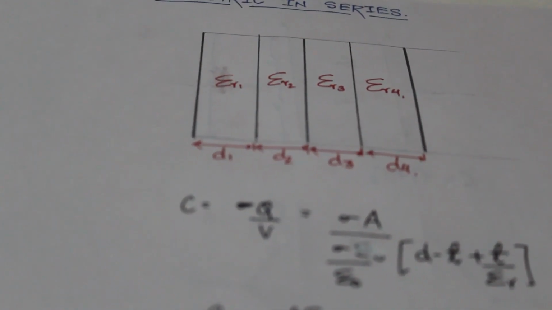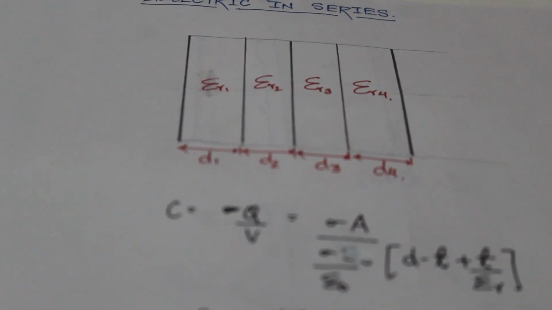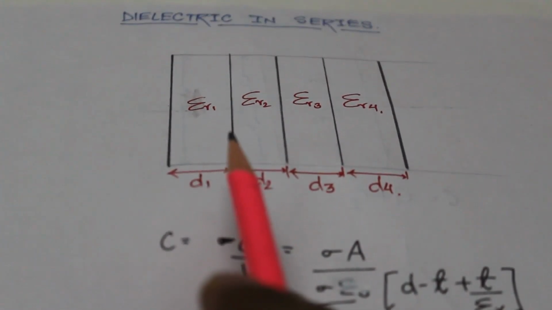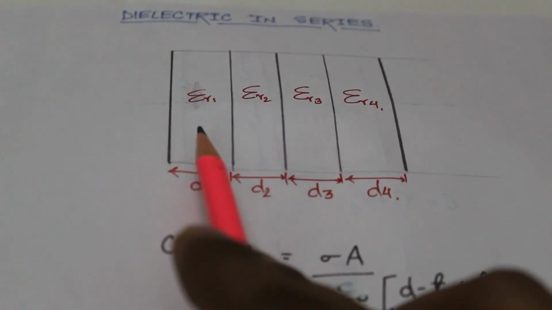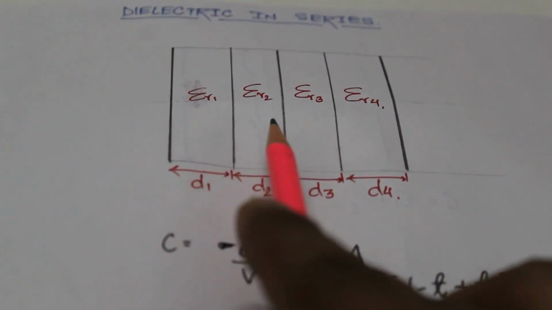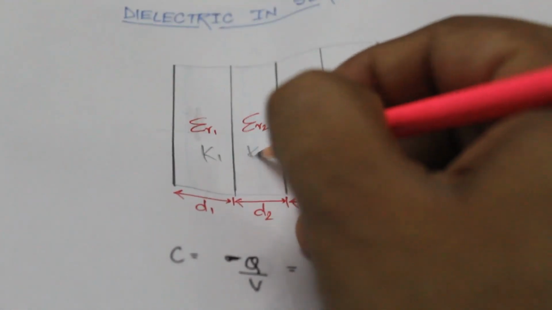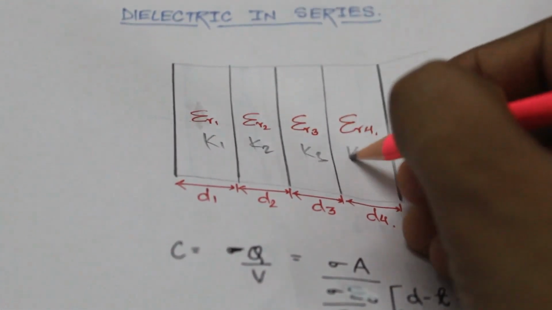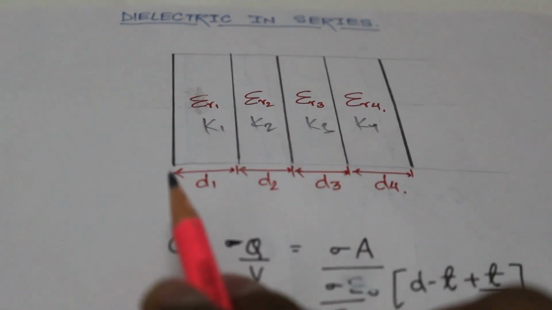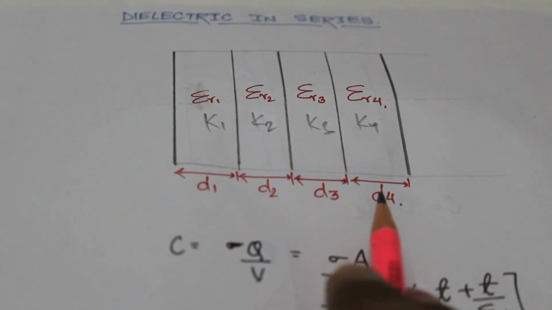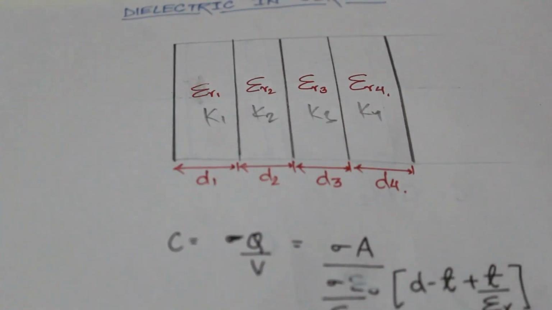Moving on, what if there is more than one dielectric slab? I have taken this diagram in which they have put 4 dielectric slabs of dielectric constants epsilon R1, epsilon R2, epsilon R3, epsilon R4. You can write K1, K2, K3, K4, and the thicknesses of them are d1, d2, d3, d4 respectively. Now how do we find the net capacitance in this case?